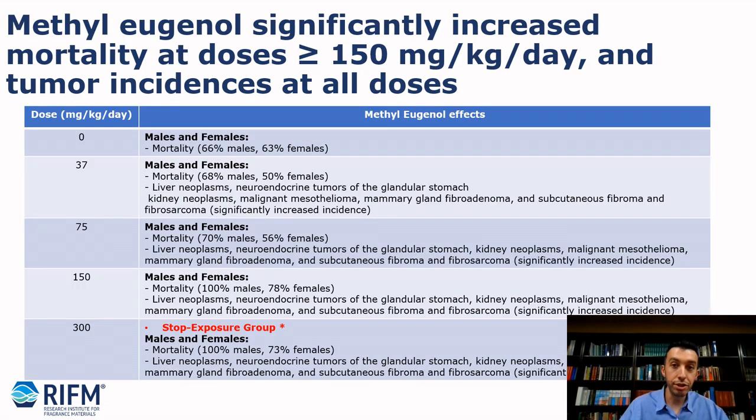The results from methyleugenol administration are quite different. Although mortality occurred at all doses, including the control, mortality rate was significantly increased in males and females at 150 and 300 milligrams per kilogram per day, with complete mortality of males observed at these doses. Furthermore, a variety of carcinogenic effects are seen, with significantly increased incidence in males and females even at the lowest dose of 37 milligrams per kilogram per day. These effects include liver neoplasms, neuroendocrine tumors of the glandular stomach, kidney neoplasms, malignant mesothelioma, mammary gland fibroadenoma, and subcutaneous fibroma and fibrosarcoma.